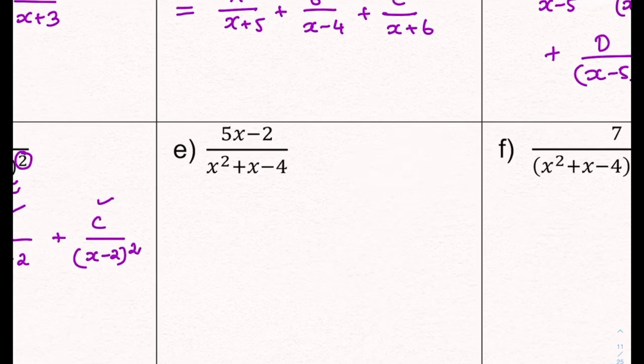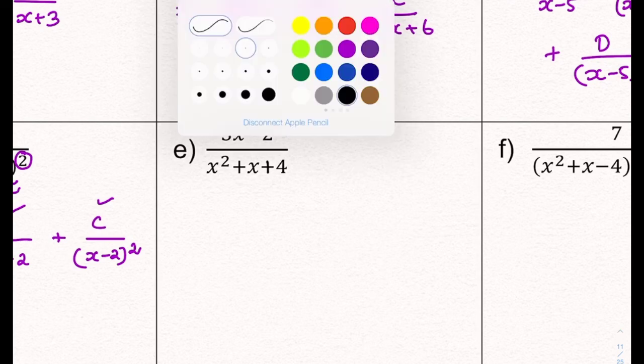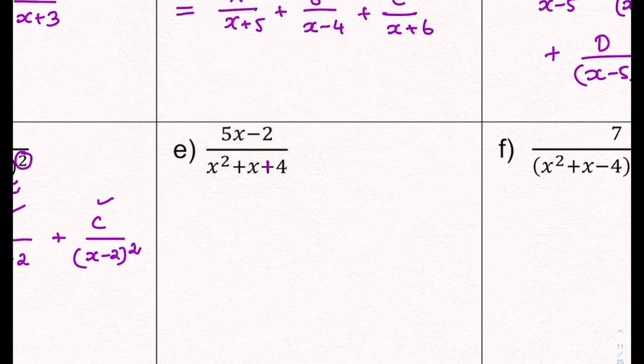So there's a typo in here. I meant to say this is a plus. I meant to say that's a plus. Please make a note of that. Let me write in a different color so you can see it, right? That's meant to be a plus.